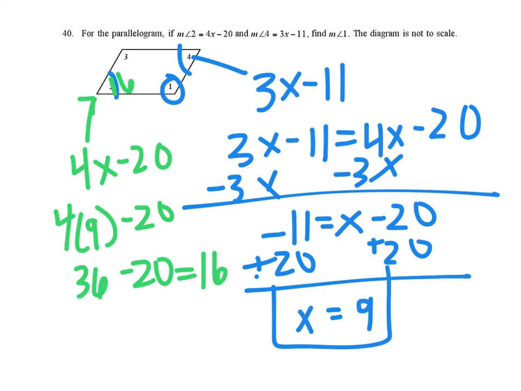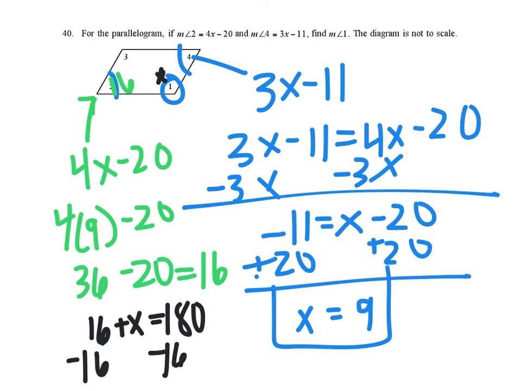Now remember, angle 2 plus angle 1 are next to each other. They should equal 180. So we have 16 plus x equals 180. If we subtract 16 from both sides, we get x equals 180 minus 16, which is 164, and that was the angle we are looking for.